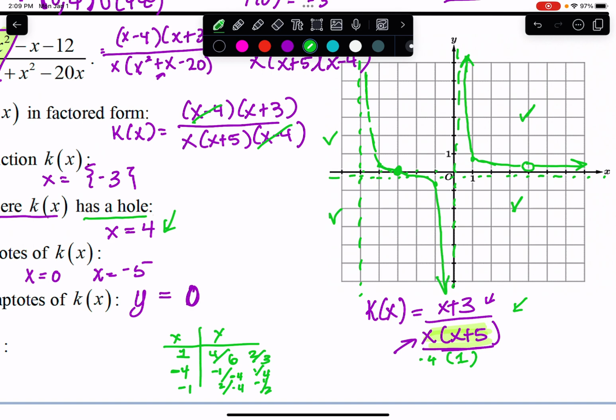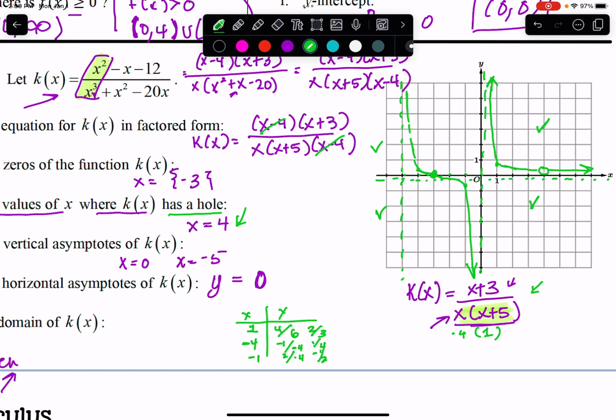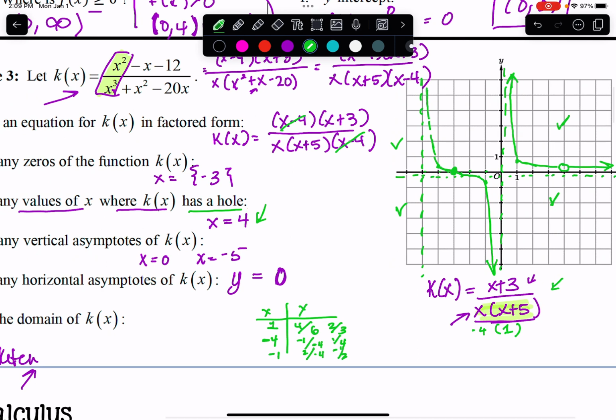Now remember, a rational function can cross a horizontal asymptote. It can't cross a vertical, but it can cross a horizontal. So now I'm left with deciding whether I'm here or here for this third piece. I am going to test -6. If I test -6, I get -3 over 6, which is -1/2. So I know I'm down here, so I know my graph has to go like that. All right, so that's the graph.